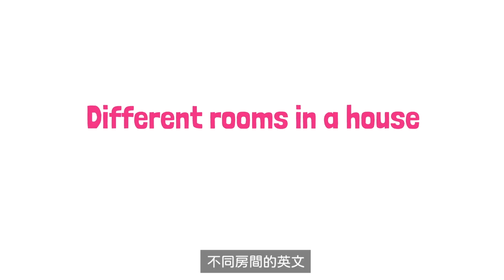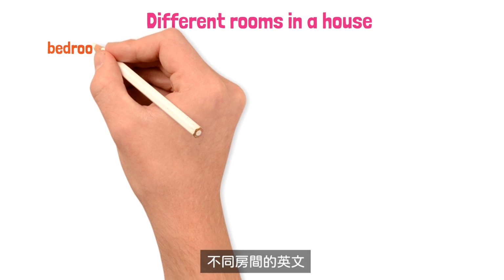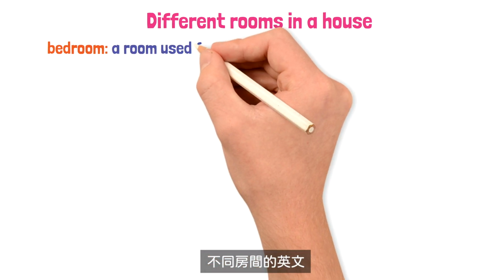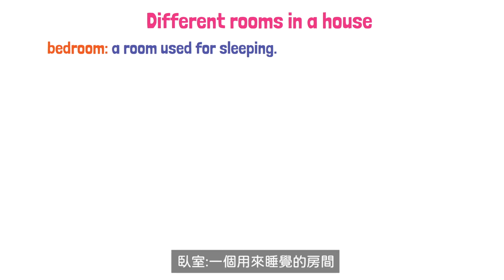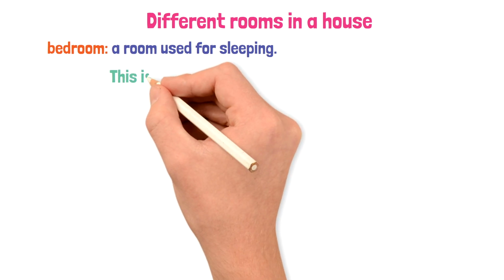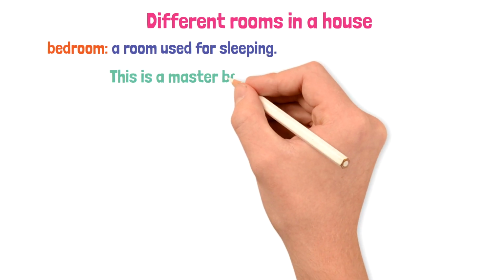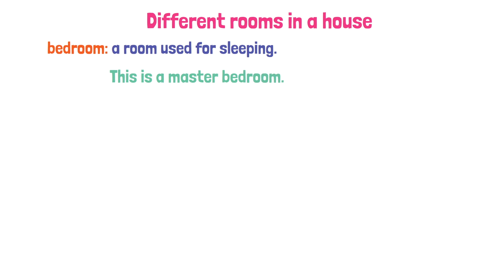different rooms in a house. Bedroom. A room used for sleeping. This is a master bedroom.